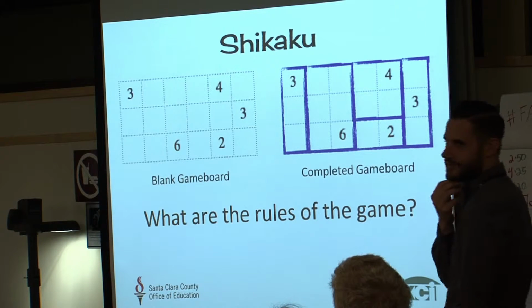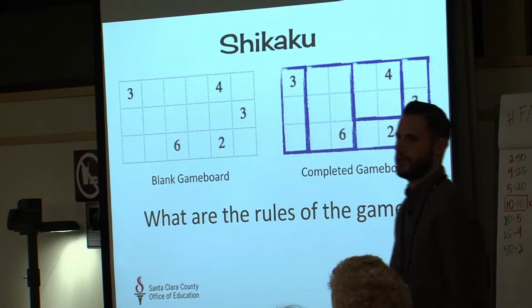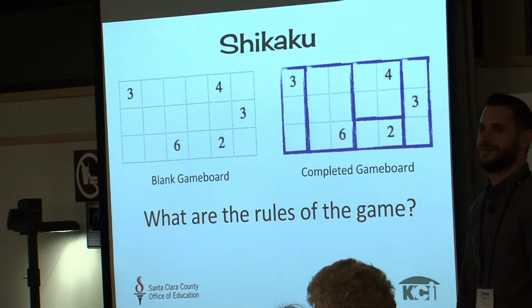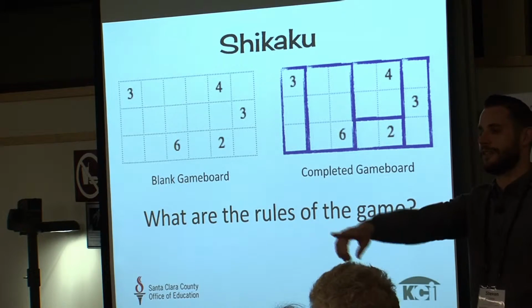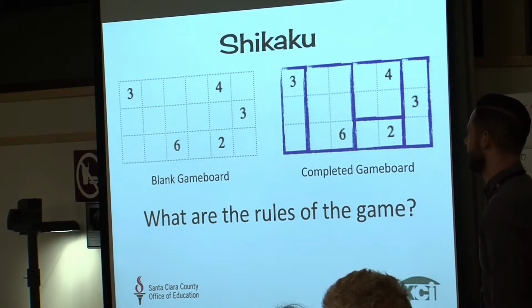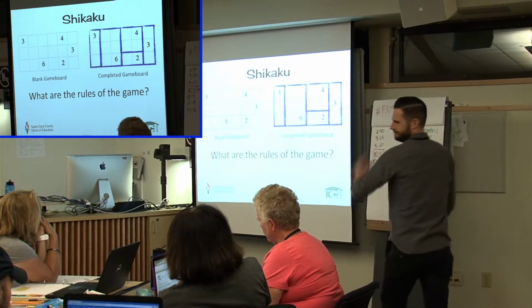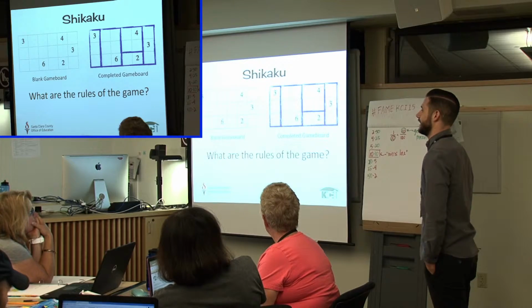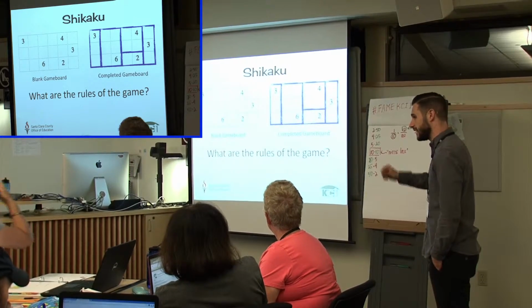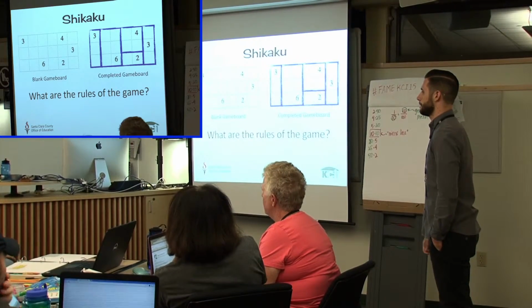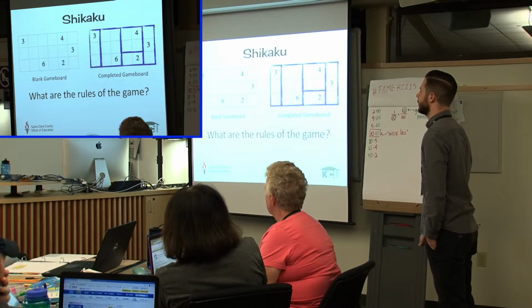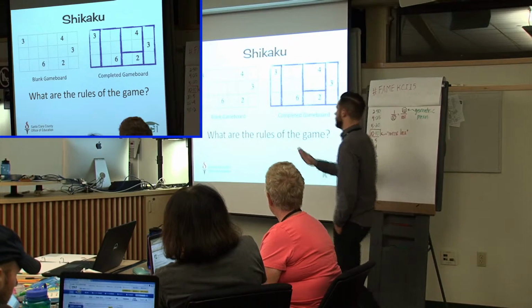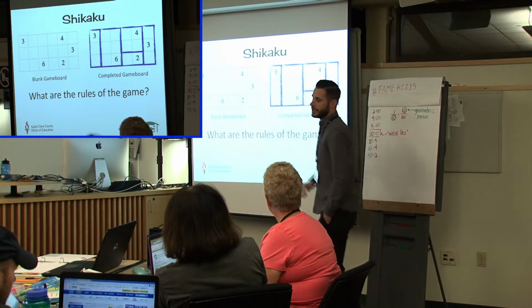So the number is telling you how many squares there are for that rectangle, or how many tiles for that rectangle. Could you riff off of that, how many squares need to be in a certain rectangle? So the 3 up in the top left corner says that there need to be 3 unit squares or tiles in a rectangle that you create with that 3 in it. Can't use a number more than once. So once you have a rectangle drawn around that 3 tile, that 3 is done.